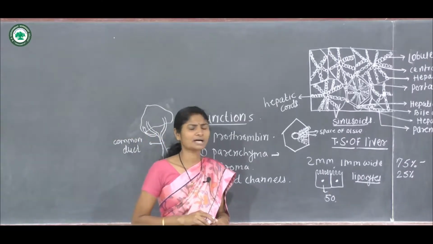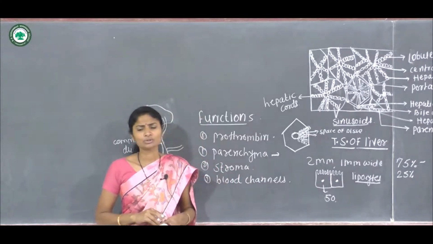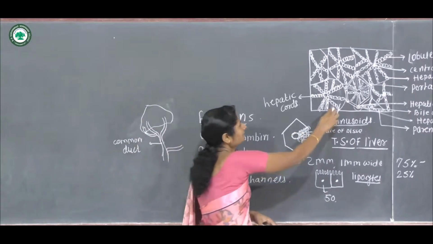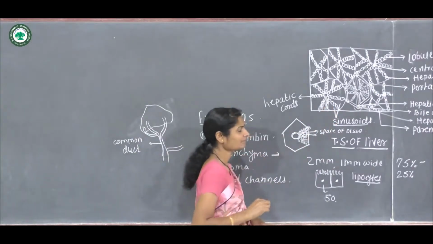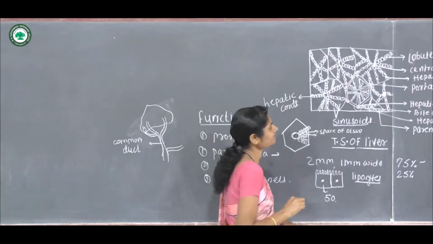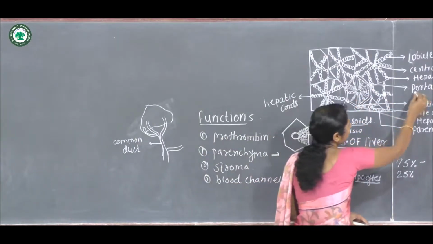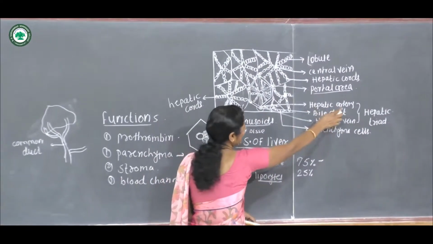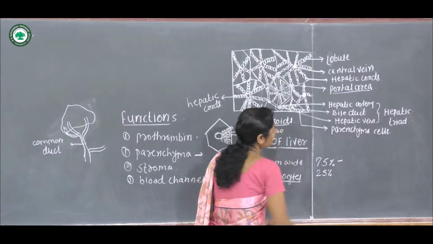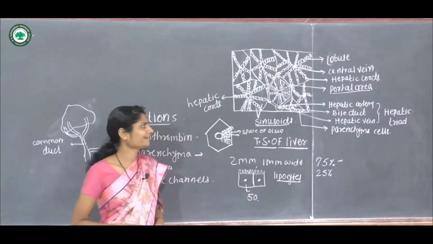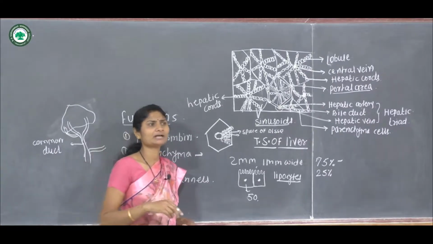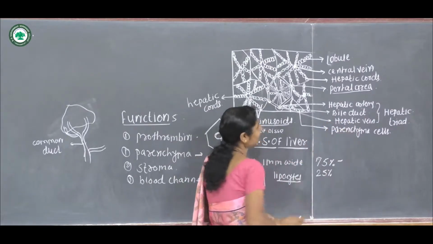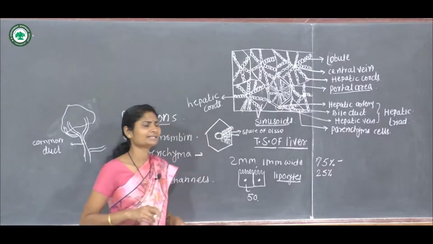These hepatic cords are present in the liver. Sinusoids and portal areas are present between the hepatic cords. The space present is called the sinusoid, and the portal area mainly consists of the hepatic artery, bile duct and hepatic vein. It is also called the hepatic triad in early histology.